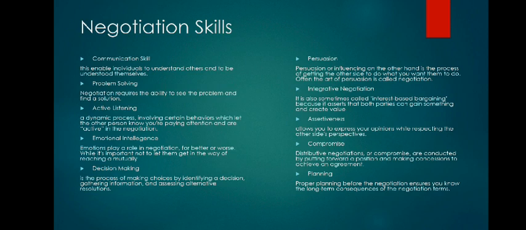Next skill is problem solving. Negotiation requires the ability to see the problem and find a solution. Third is active listening, a dynamic process involving certain behaviors which let the other person know you're paying attention and are active in the negotiation. Next is emotional intelligence. Emotions play a role in negotiation, for better or worse, while it's important not to let them get in the way of reaching a mutual agreement.